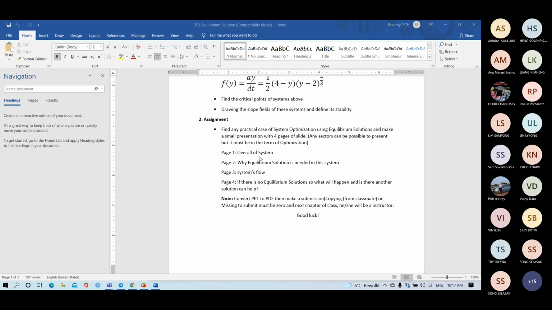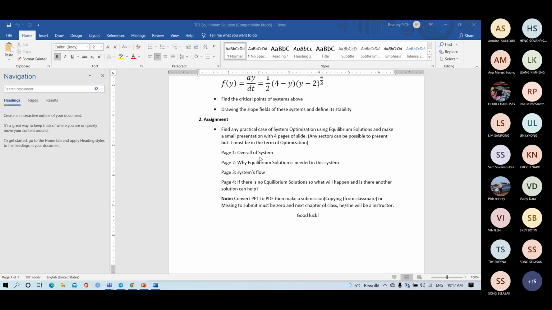And then you have to answer why an equilibrium solution is needed in this system. How does the system work? You can draw one diagram to represent the system flow, or you can just use a text description to show the flow, input and output.